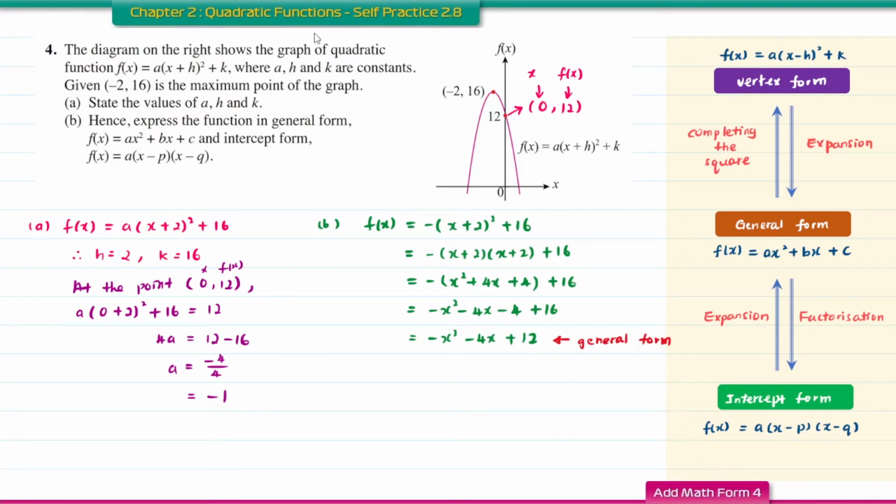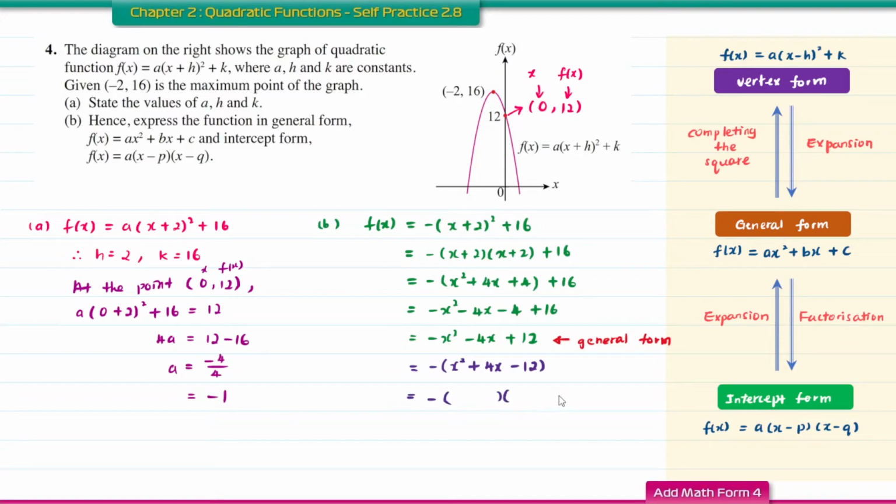Next, we want to convert this into the intercept form. So we're going to let the a equal to positive 1. We're going to do the factorization first with the common factor of negative 1. So I'm just going to write negative here. Here we're going to divide these two by negative 1. So here we're going to have positive 4x minus 12.